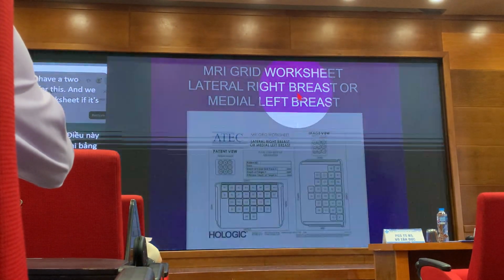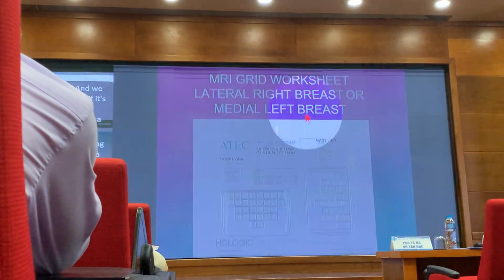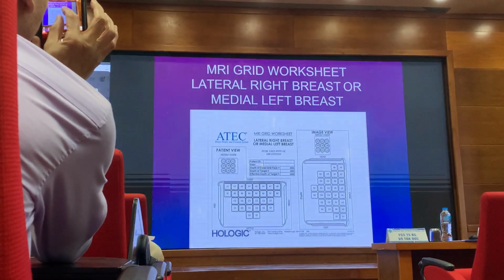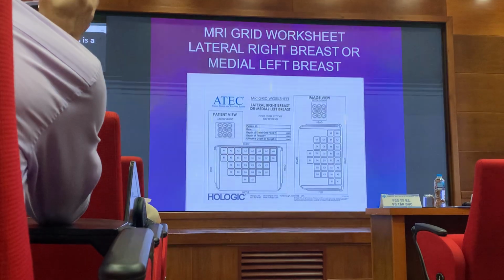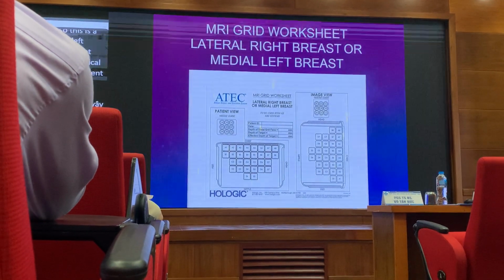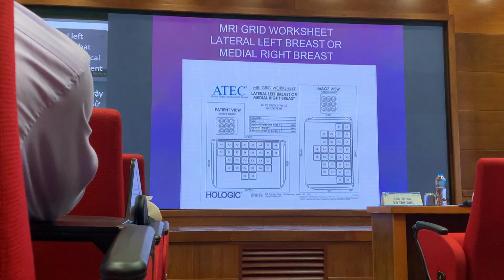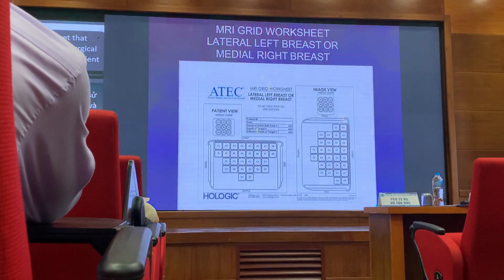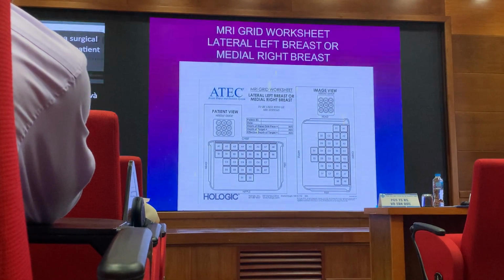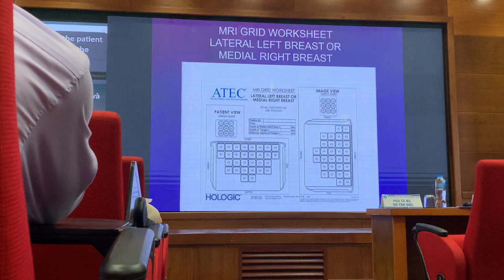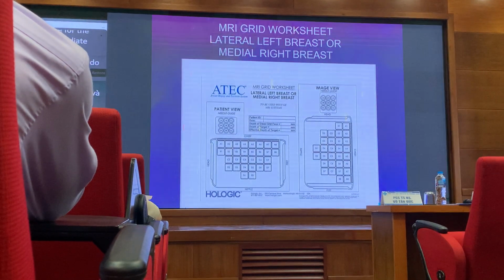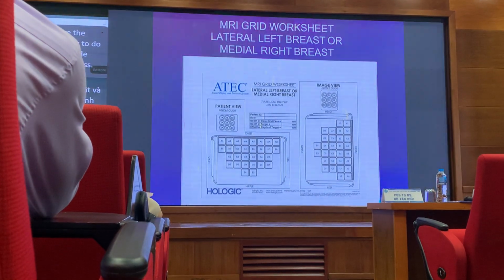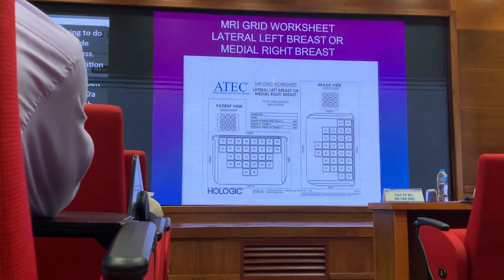So this is for a lateral right breast or medial left breast. This is the worksheet that we're using. This one is the sagittal and that one is the axial from the patient view. And this is another one for the lateral left breast and also medial right breast. We need to make sure of the breast that we are going to biopsy. If it's the right breast from the lateral side, then we need to get the lateral right breast worksheet. Then this one cannot be used. If not, all the positions will be out and we cannot get the right tissue that we want.